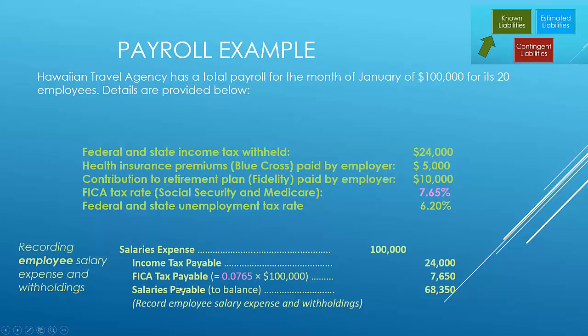And the FICA tax payable, similar kind of a situation, that also gets recorded here, and then I just gave you the format of how I calculated that. So I took the $100,000 times the FICA tax rate, which, just for this example, I don't know if it's gone up or down since I've made this slide, is 7.65%. And then they have federal and state unemployment taxes that they have to collect. So anyway, the salaries payable, just to balance that out, would be $68,000. So all the others are taxes that they owe.